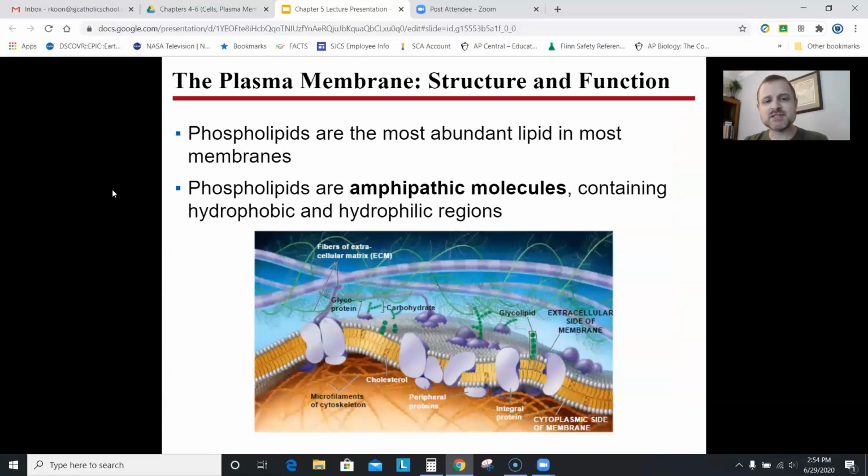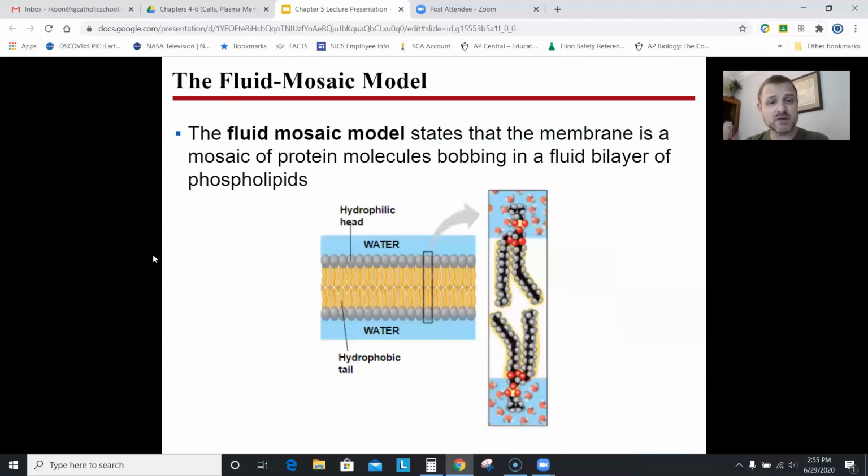We've already discussed how phospholipids are kind of schizophrenic. The word here is amphipathic, where they have regions that are hydrophobic and regions that are hydrophilic. The phosphate heads are hydrophilic, and the fatty acid tails are hydrophobic. And when you put them together, they self-assemble into a bilayer. The model of the cell membrane that we use is called the fluid mosaic model.